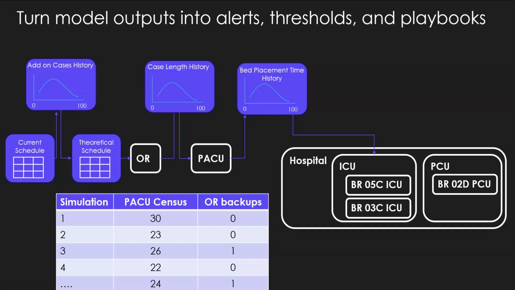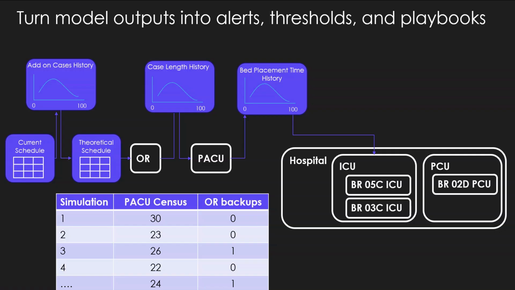And the result was, in this modeled future, there was a PACU census of 30, and there were no OR backups, let's say. And let's repeat it. Let's do it again. We set up the computer to continue to do that over and over and over so that we get to many, many possible futures. And we can see how likely different scenarios within those possible futures are. If we did 100 simulations and we only hit a PACU census of 30 once, then we say the probability of hitting a PACU census of 30 is only 1%. It's a very unlikely event. We're not likely to see that.